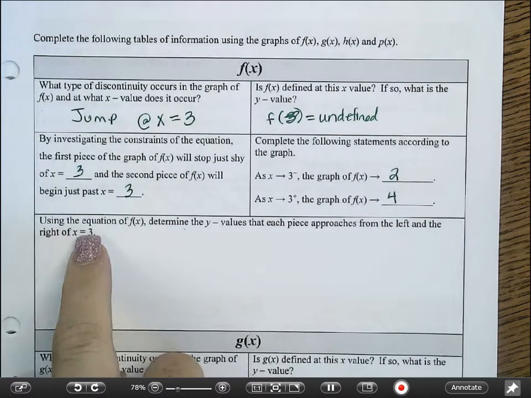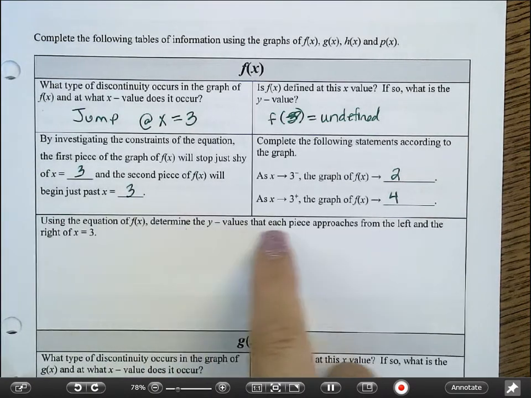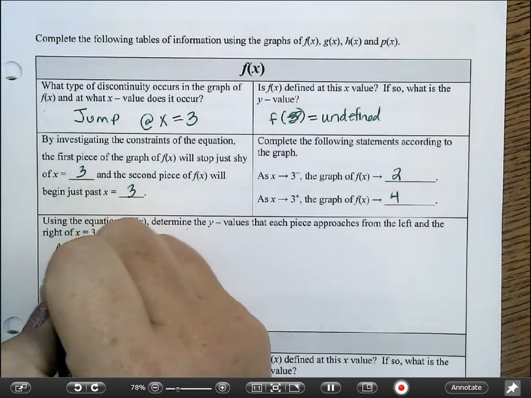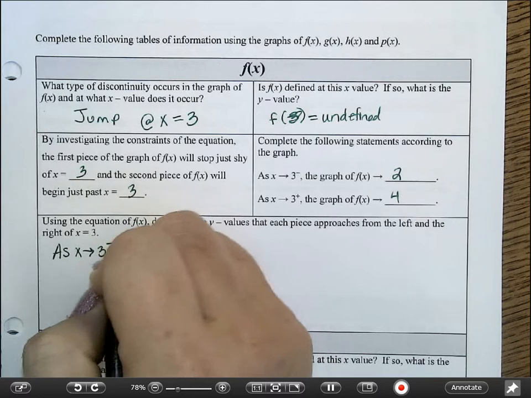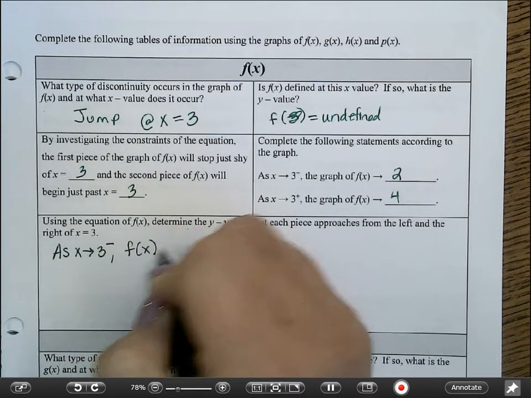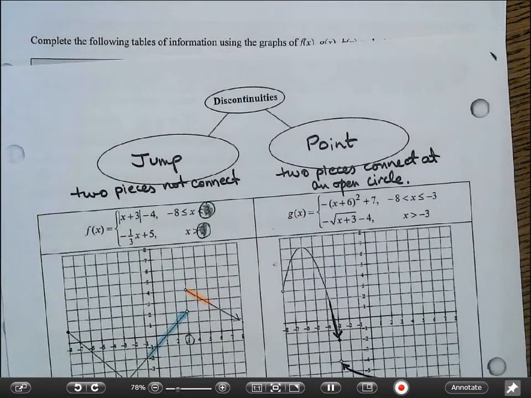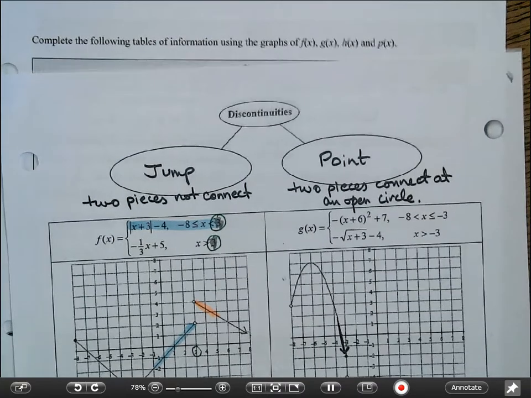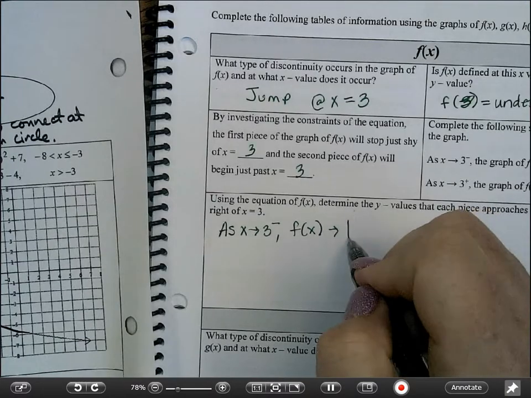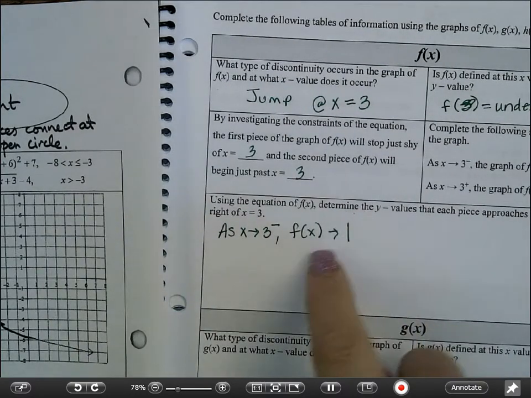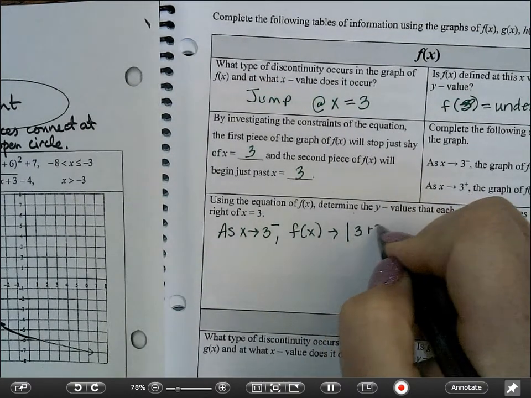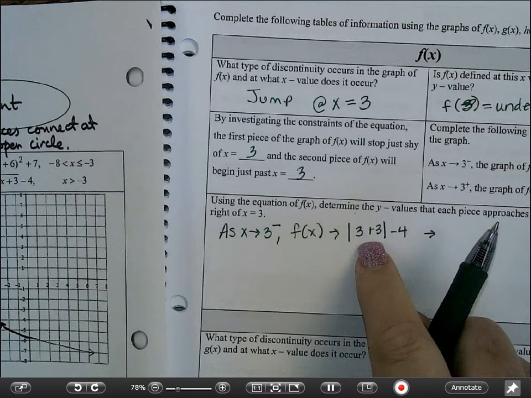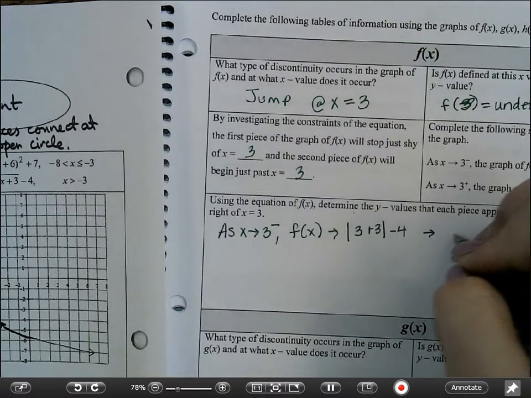It says, using the equation of f of x, determine the y values that each piece approaches from the left and to the right. So we're going to phrase this as x approaches 3 from the left, f of x, and remember what function we're in. We're going to be in this function because we're approaching it from the left. So we are going to write the function down, and instead of putting x, we're going to plug in 3. 3 plus 3 minus 4. That's going to give us 6. Absolute value of 6 is 6, minus 4 is 2.